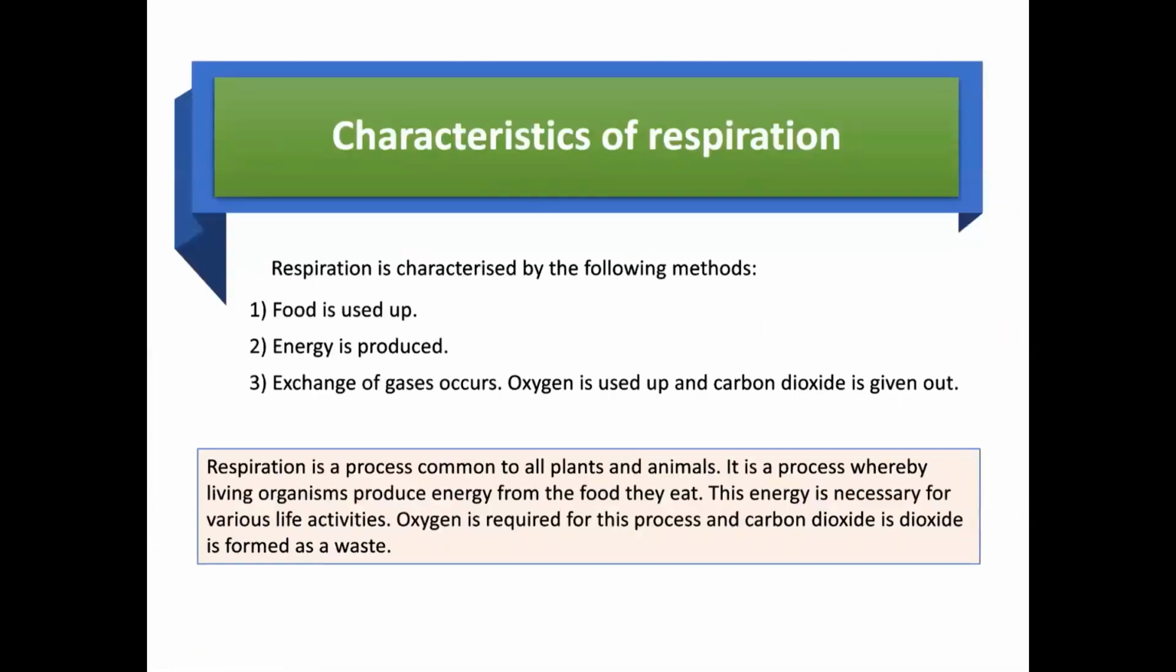Characteristics of respiration. Respiration is characterized by the following. Firstly, food is used up. Secondly, energy is produced. And thirdly, exchange of gases occurs. Oxygen is used up and carbon dioxide is given out.